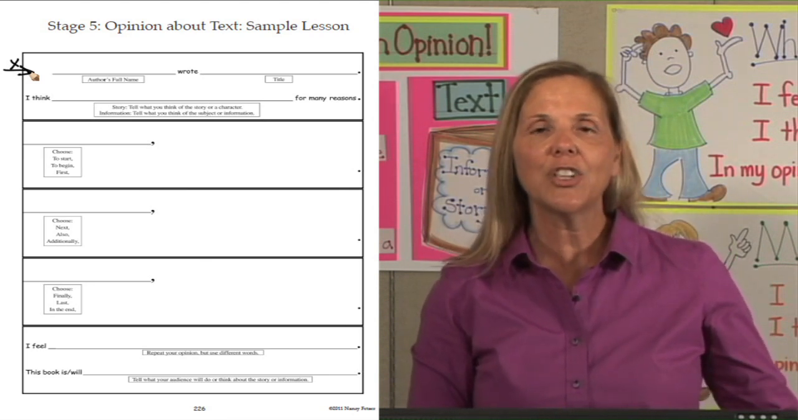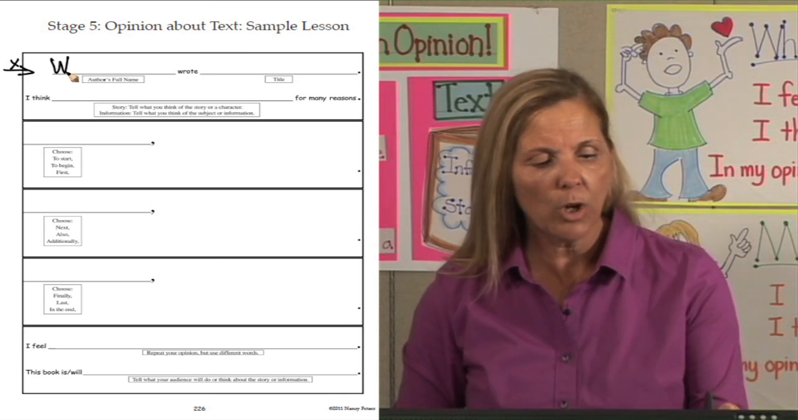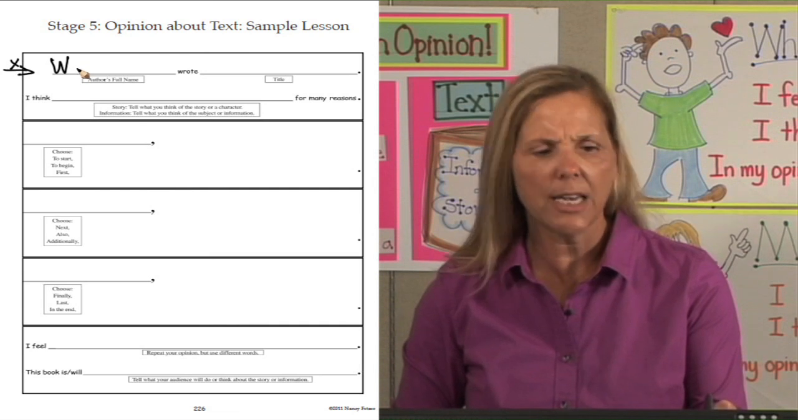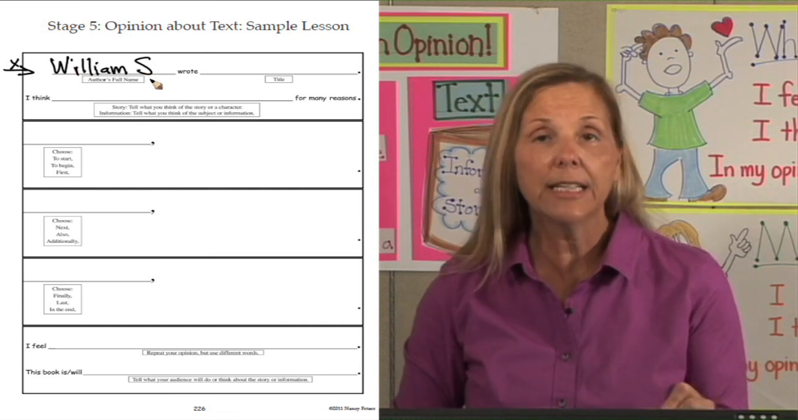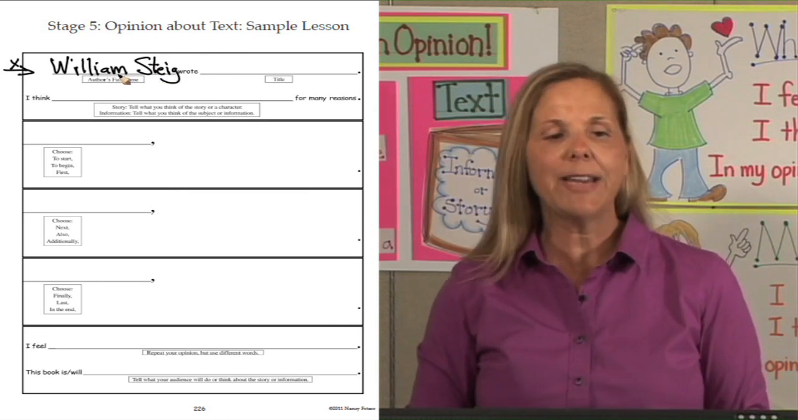Let's write our author's name and the title. Our author is William Steig. We're capitalizing the W, why? Because it's his name. We're capitalizing the S, why? Because it's his last name. Let's read so far what we have.